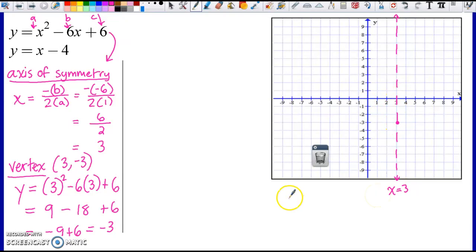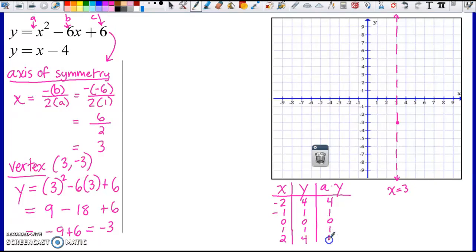Now, I can go ahead and make a table here. I know I'm kind of running out of room, so I'll make a table underneath the graph, which has 3 columns: x, y, and a times y. The x values are negative 2, negative 1, 0, 1, and 2, and the y values are 4, 1, 0, 1, 4. And then I multiply by a. The a value is 1. So 1 times 4, 1 times 1, 1 times 0, 1 times 1, 1 times 4. Cross those out. Now I have the ordered pairs to graph from my vertex.